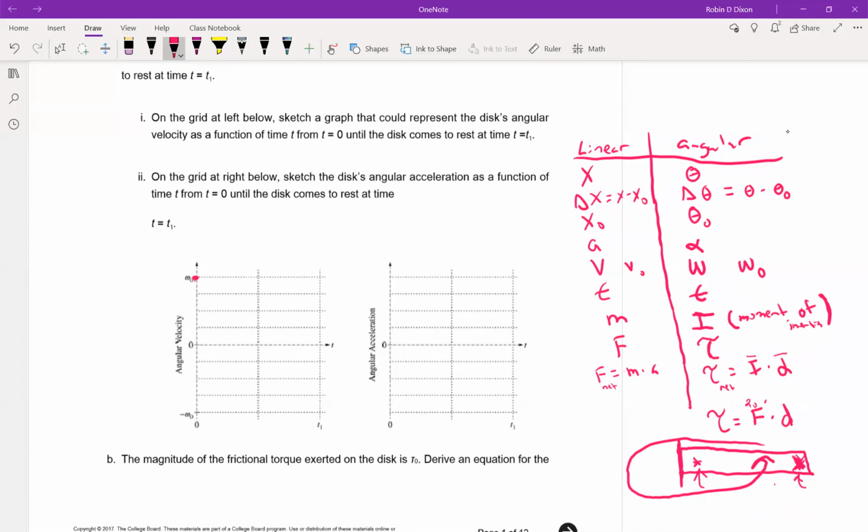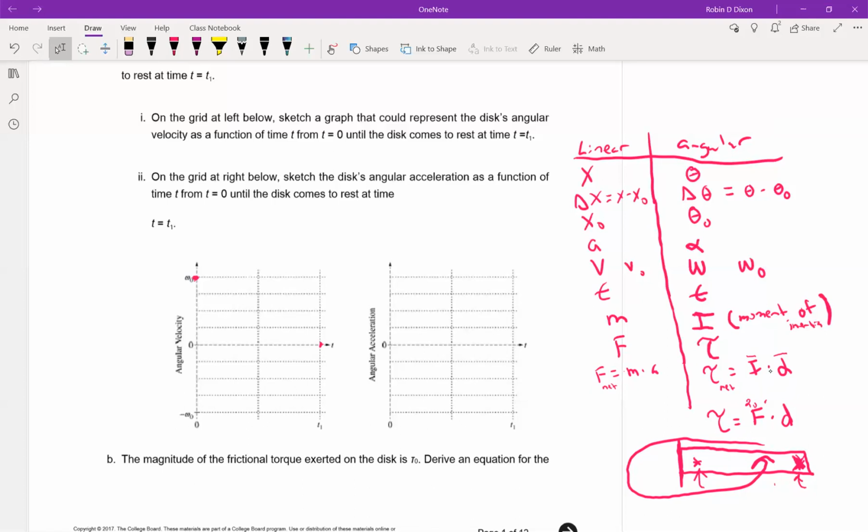It ends at 0, comes to a rest. So it does so at time t1. Now it exerts a constant torque. Well, what is torque again? Torque is the angular equivalent of force. Imagine it's like saying you have a constant force. If you have a constant force, by definition you're going to have a constant acceleration. Likewise, if you have a constant torque, you're going to have a constant angular acceleration.